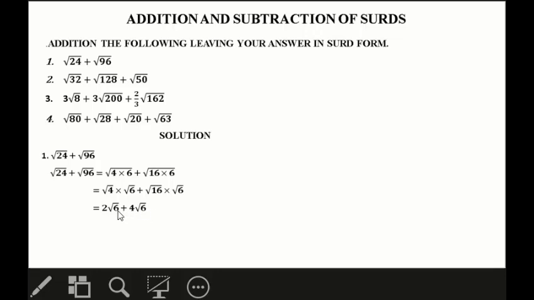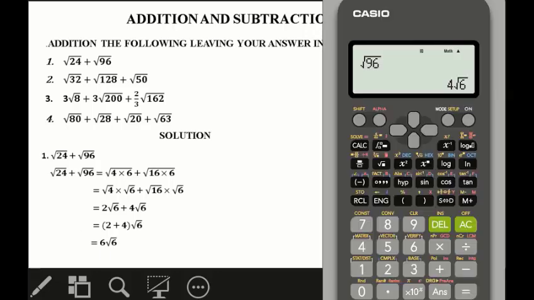Now that the surds are the same, we can add their coefficients as 2 plus 4. Then we attach the root 6 to it, so that 2 plus 4 will give us 6 root 6. You can confirm with your calculator to see if your answer is right. So we have the root of 24 plus the root of 96. So we are getting 6 root 6, right?